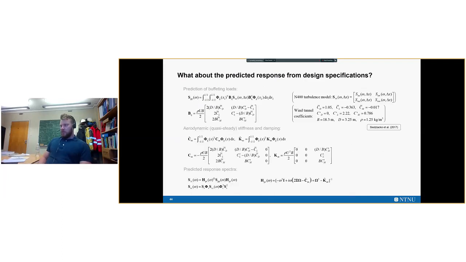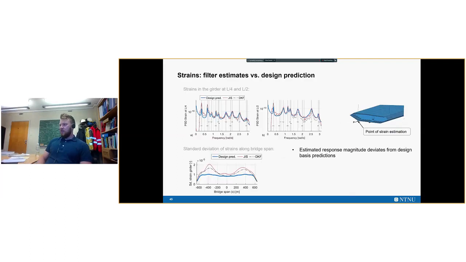We have also performed some studies where we compare this estimated response with the response predicted from the design specifications. And without going through all the equations in detail, we see that we have some discrepancy between the estimated response and the predicted response from the design specifications. And this is a conclusion that we have also seen in previous studies of this bridge.